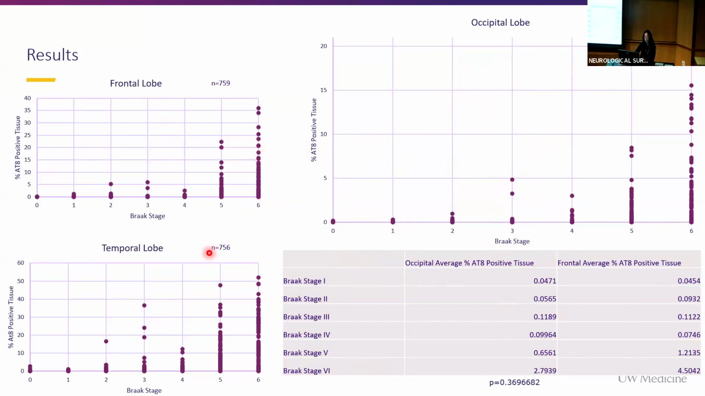The frontal lobe is affected way earlier in the course of Alzheimer's disease compared to the occipital, so we actually might have expected it to have a higher tau burden compared to the occipital, just as the temporal lobe, which is the first affected lobe, has a higher tau burden compared to all of these. I ran a one-way ANOVA with the post hoc Tukey test on the average percent of tau-positive tissue for the occipital and frontal lobes, and found that interestingly, there wasn't any significant difference between these two regions.